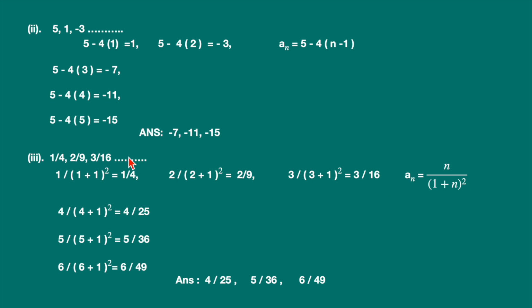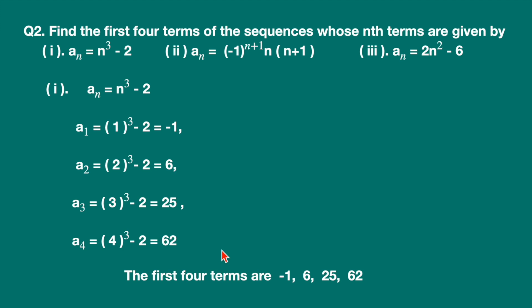Okay, now let's find the fourth term. So put 4 here. 4 upon 1 plus 4, that is 5. The whole square will be 4 upon 25. Next will be 5 upon 5 plus 1 whole square, that is 5 upon 36. 6 upon 6 plus 1 the whole square, 6 upon 49. So the next three terms are 4 upon 25, 5 upon 36, 6 upon 49.